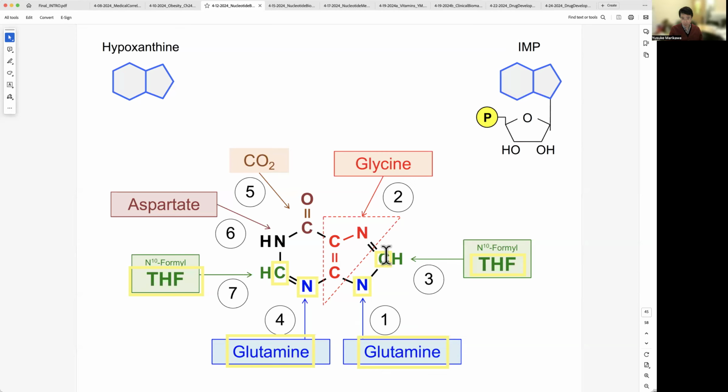Carbons, carbon donor. Also, two molecules of glutamine contribute two nitrogens, so glutamine serves as the nitrogen donor. That's the extent you need to know to make this two-ring structure. Two THF contribute two carbons, and two glutamines give two nitrogens.